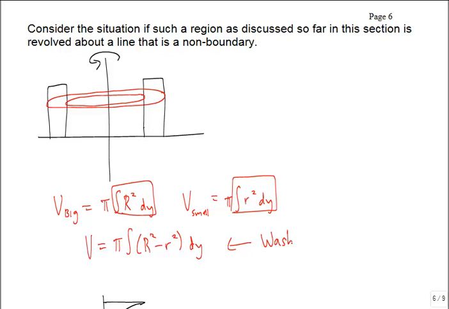And this is called a washer. This is called the washer method. When you have two circles, one big and one small, and you don't want the volume to include that inside disk, that smaller radius, so we subtract it out. So it's essentially just taking the volume of the whole region minus the volume of the hole.